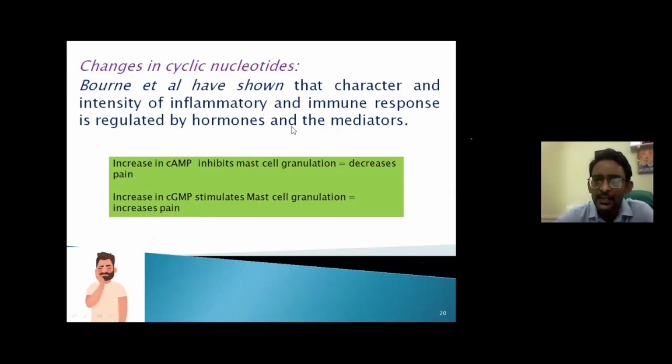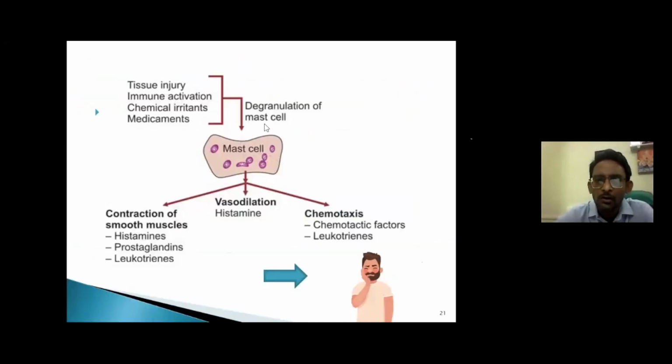Changes in the cyclic nucleotide. Now this is again a new mechanism which has been shown by various literature, that there is an increase in the cyclic adenosine monophosphate, which inhibits the mast cell granulation and decreases the pain. But in case of flare-up, there is an increase in cGMP, which stimulates the mast cell granulation and the release of histamine and prostaglandin, which are pain-producing substances. So this is the mechanism.